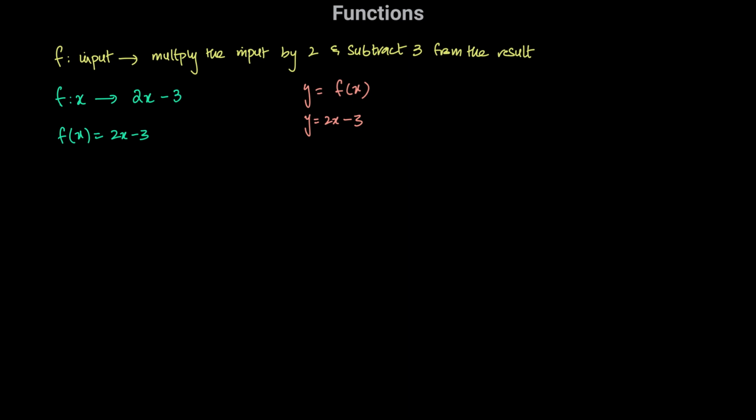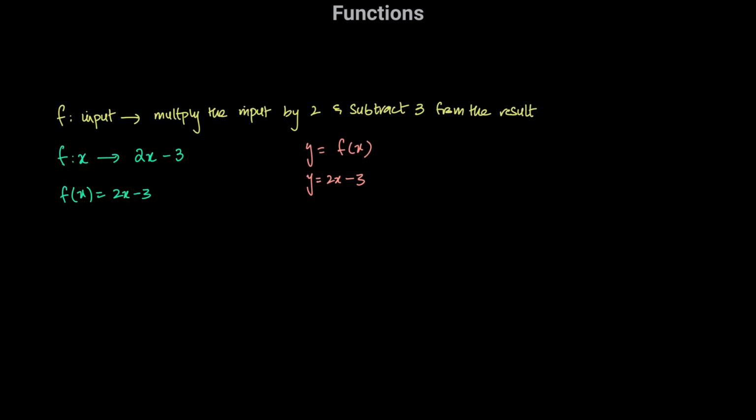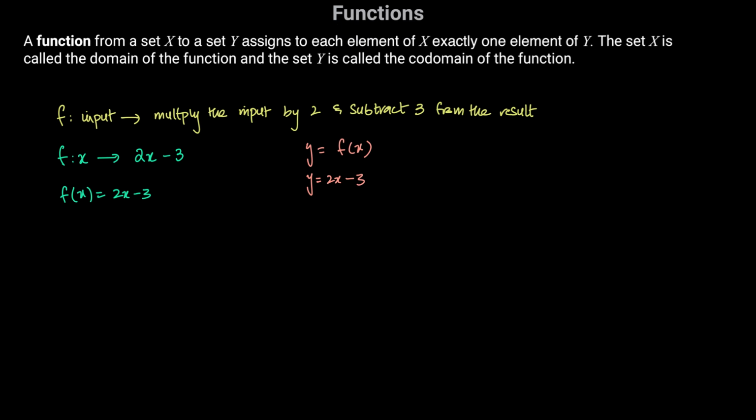Now let's look at the formal definition of a function. A function can be defined as the following. A function from a set x to a set y: here the set x is the set of the inputs. A function will take that input and give us the output, that'll be part of the set y. So the set y is the set of outputs. A function from a set x, the set of inputs, to a set y, the set of outputs, assigns to each element of x exactly one element of y. What that means is that for any given input from the set x, we should get exactly one output in the set y.